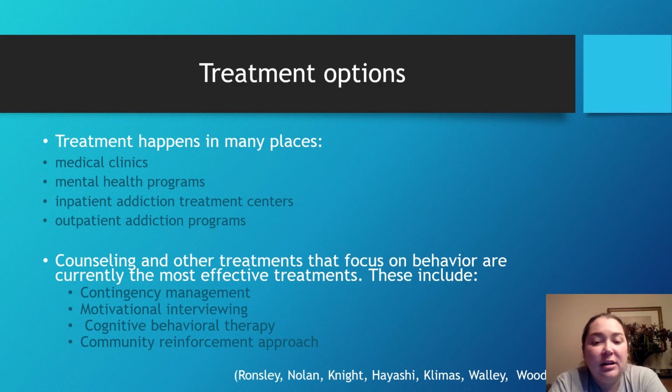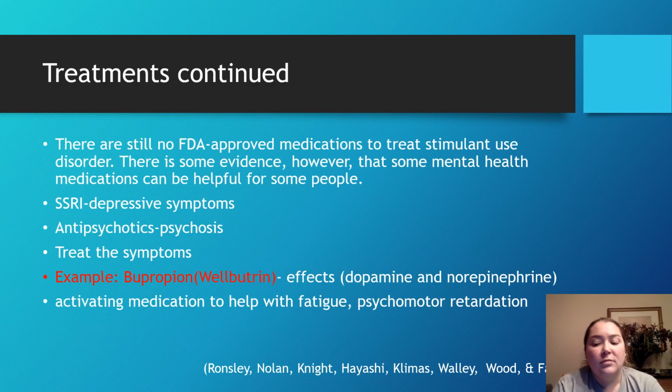So there's definitely a lot of treatment options for stimulant use disorder. This includes medical clinics, mental health programs, inpatient and outpatient addiction programs, and treatment centers. Counseling and other treatments that focus on behavior are currently the most effective treatments. This includes contingency management, where they get rewards for good behavior, motivational interviewing, cognitive behavioral therapy, and community reinforcement approach. There are still no FDA-approved medications to treat stimulant use disorder at this time.